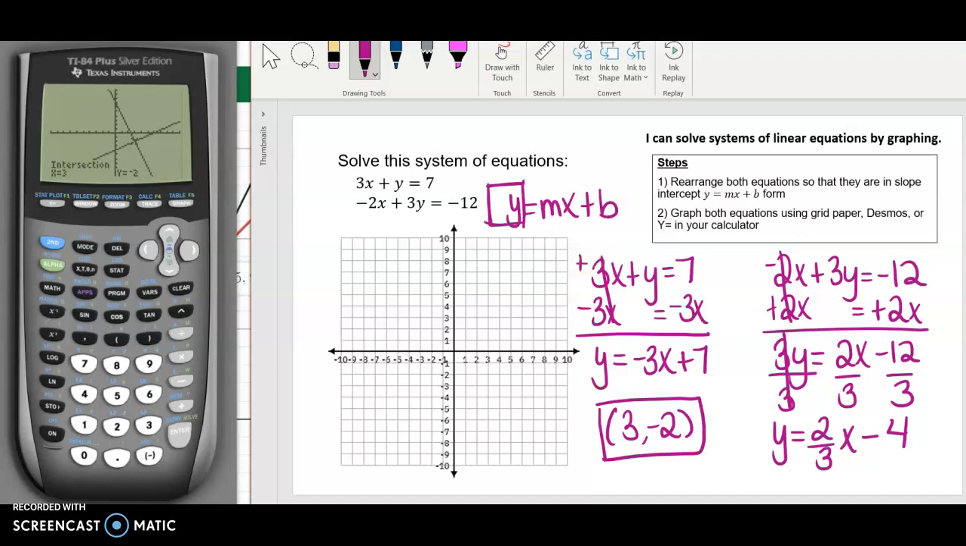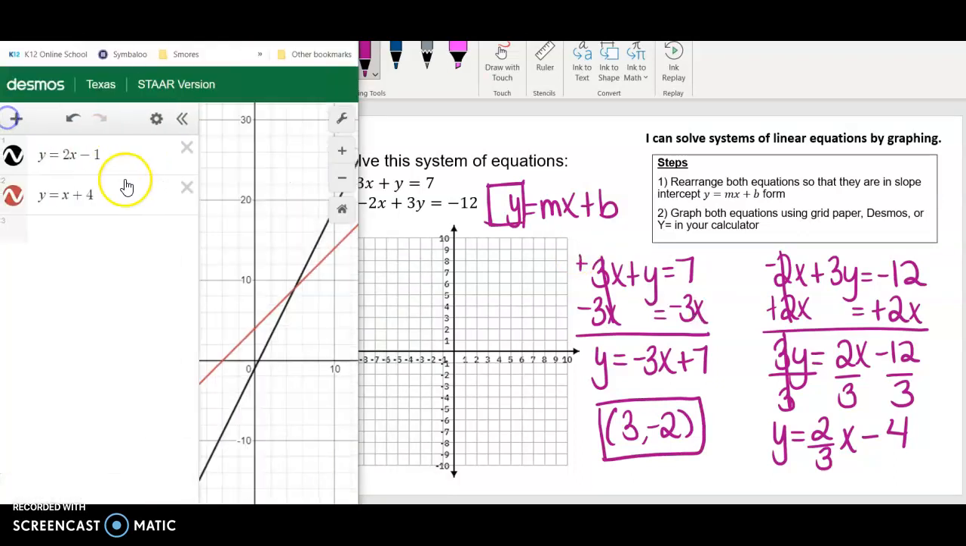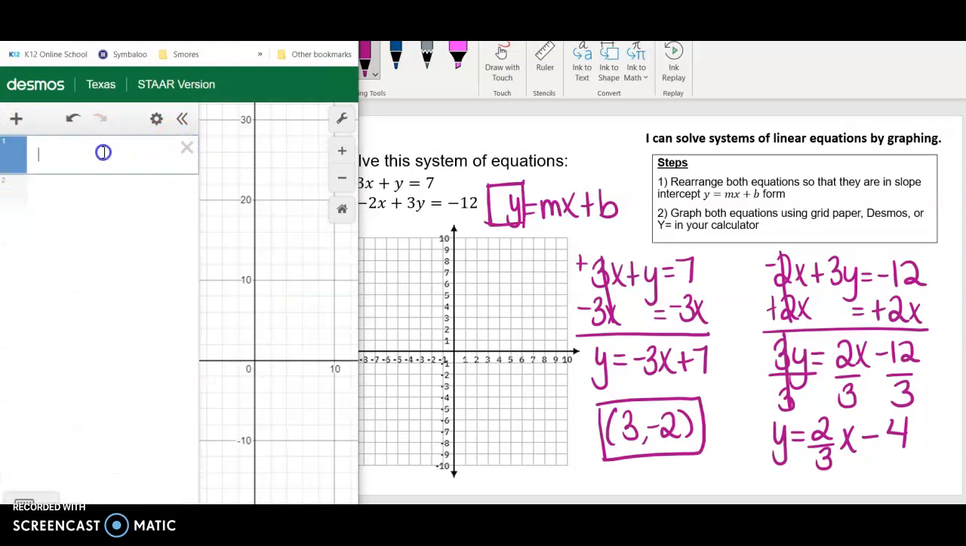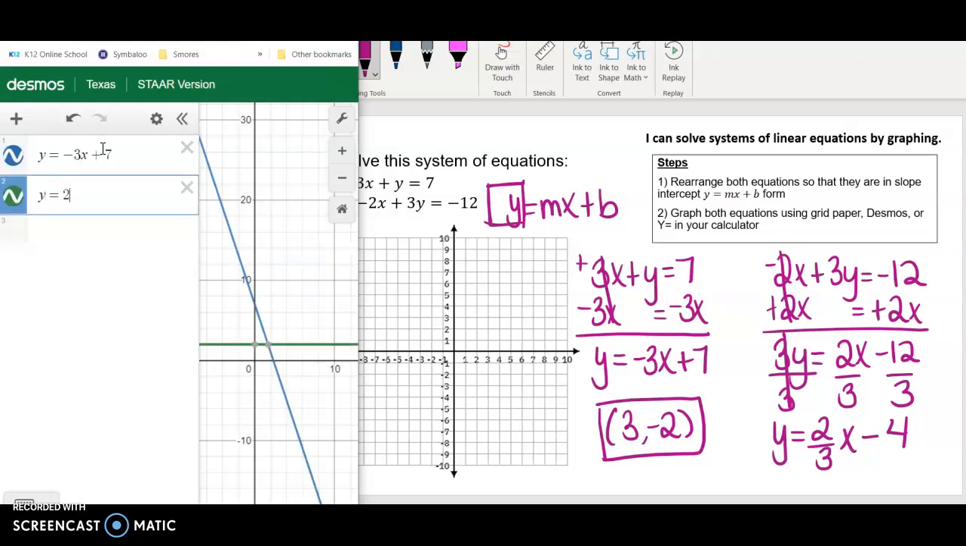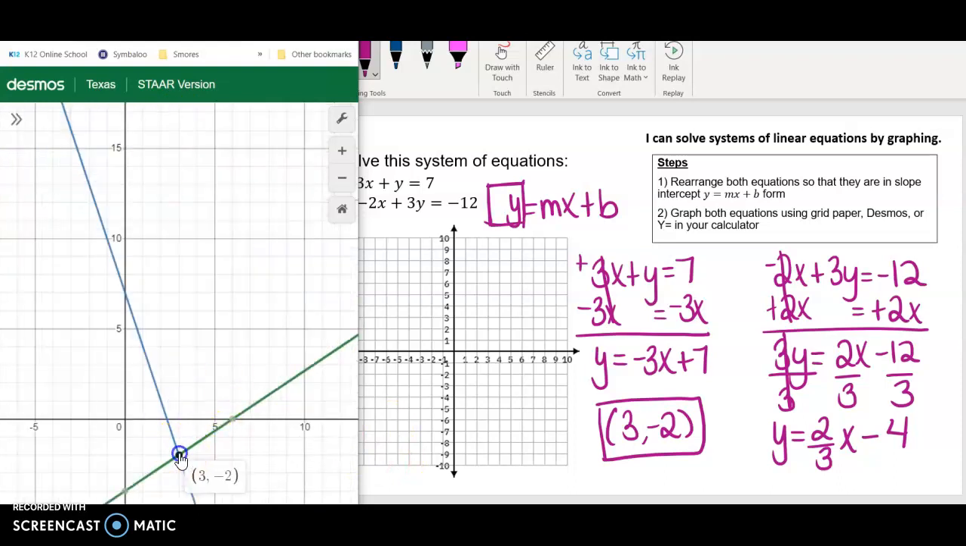We can also do it on Desmos. I'm going to clear what I have, and I have y equals negative 3x plus 7, and then I have y equals 2/3 x minus 4. And you can see once again that the intersection point is here at 3, negative 2.